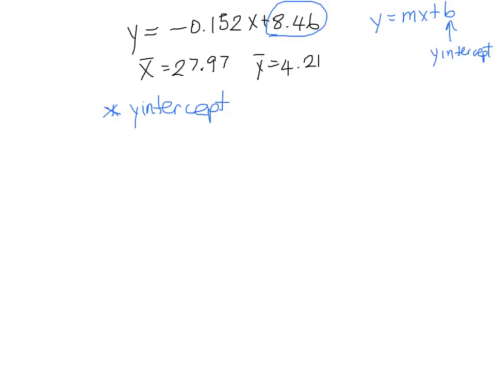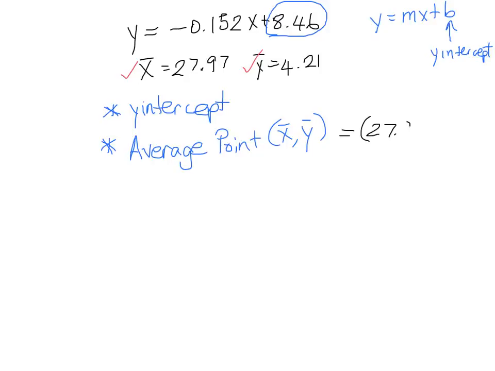The line also must go through the average. It's the average line, it must go through the average point. And we were given the average of x as well as the average of y. So it must go through both the average of x and the average of y, which we call the average point, x bar comma y bar, which in this case is 27.97 comma, so that came from here, 4.21. Which means that now we have 2 points, our y-intercept, which came from here, which is 0, 8.46. 0 because it's on the y-axis, 8.46 because that's how high up it goes.